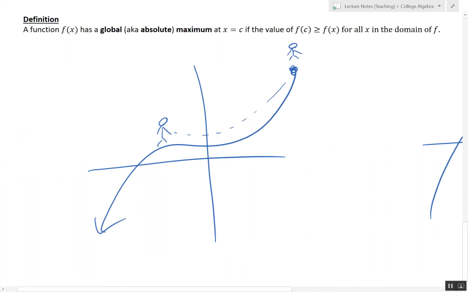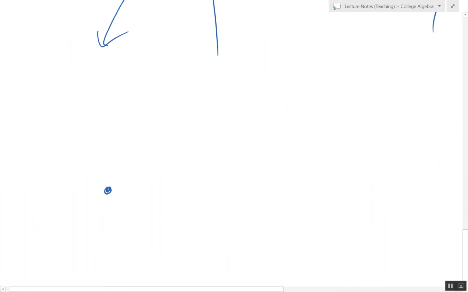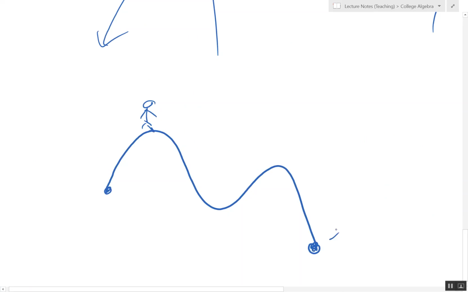One thing to note, you can have both absolute min and absolute max. So let's see. Your absolute max would be right here, which is also a local max. But you have a local min as well, way down here. And then we have local maxes here, and a local min here. So you can have all sorts of combinations of local mins and maxes, absolute mins and maxes, and they may even coincide with one another.